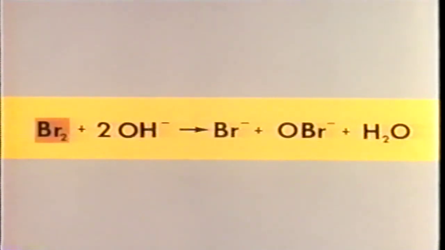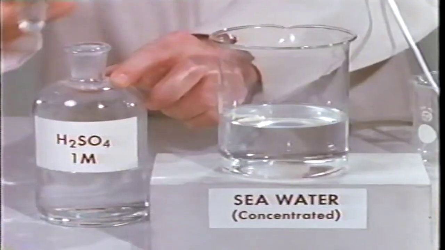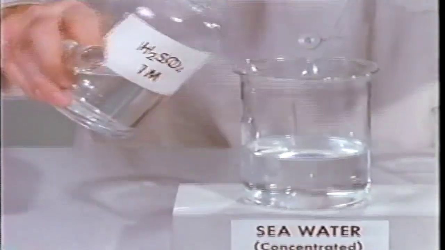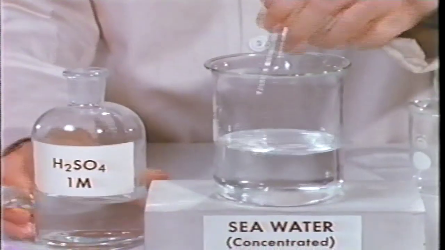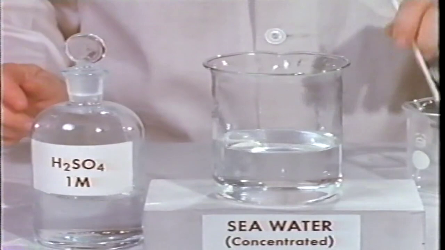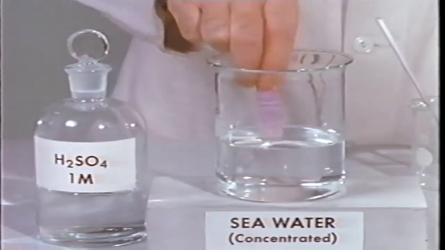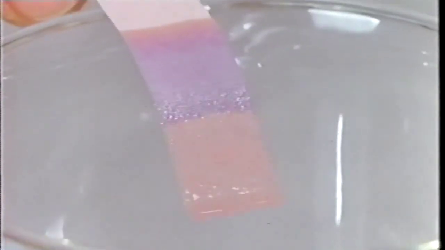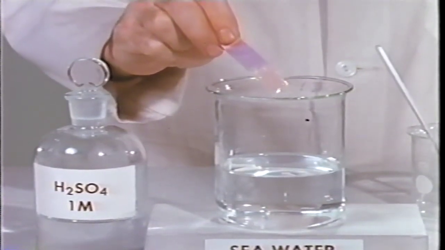If so, by adding acid to lower the hydroxide concentration, we should be able to produce elemental bromine. Let's find out. When acid is added to our sample, there is no visible color change. Therefore, no visible amount of bromine has been produced, even though the solution is acidic, as indicated by the litmus. There is actually almost no hypobromite in seawater, only bromide ions.